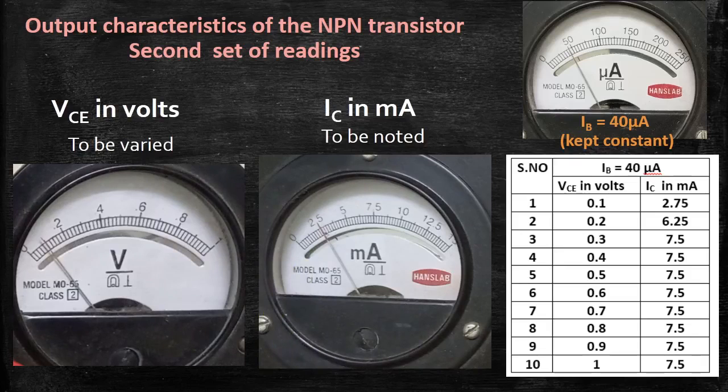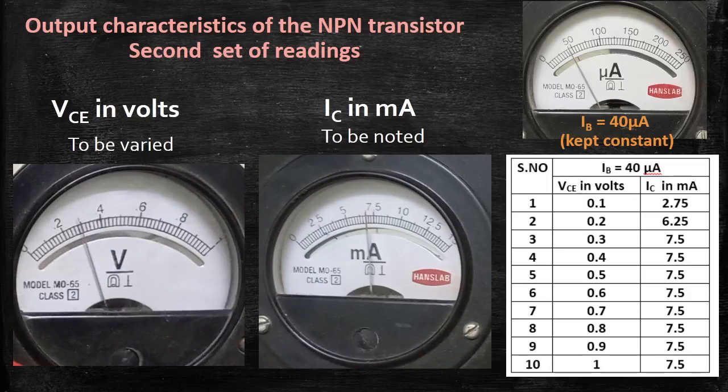Now it is increased from 0.1 to 0.2. Again you check the IB value. IB value should be kept constant at 40 microampere. Often you check the IB. That is very important. Now look at the reading here. Which division is coinciding in IC? 10, 20, 25. Are you clear? 25th division. 25 into 0.25 is 6.25. Understood? Now it is increased from 0.2 to 0.3.